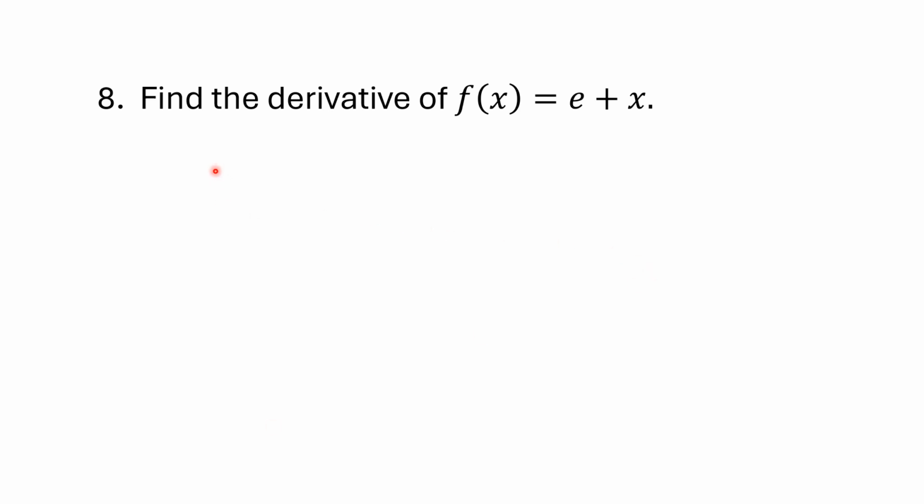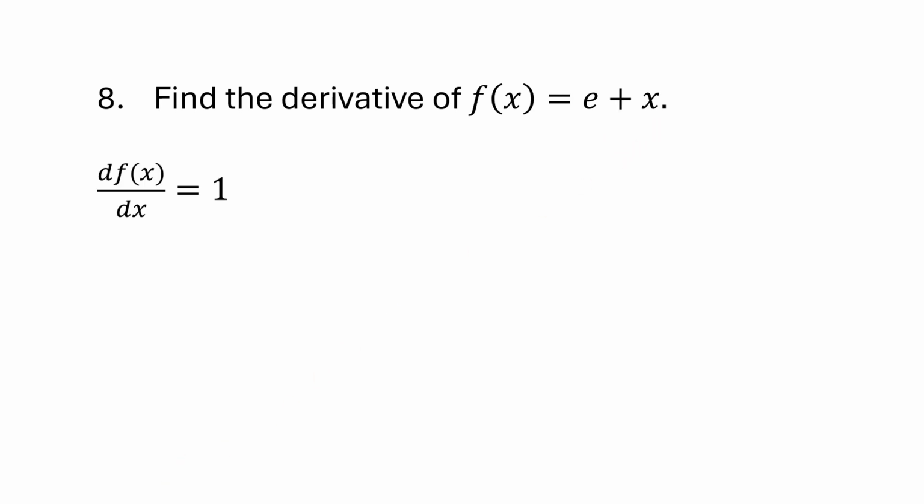This is an interesting problem, and it occurs often in textbooks and on tests, something like this, or something even simpler than this, and students have a tendency to work this wrong, but it's very easy. Find the derivative of f of x equals e plus x. The answer is 1. The derivative of x to the first is 1x to the 0, which is 1.